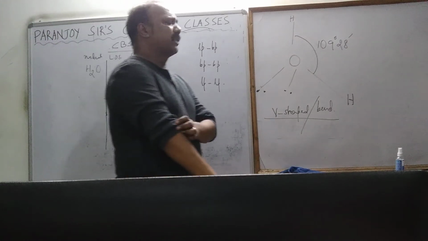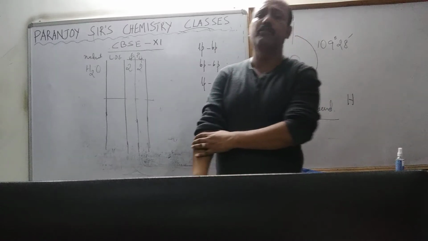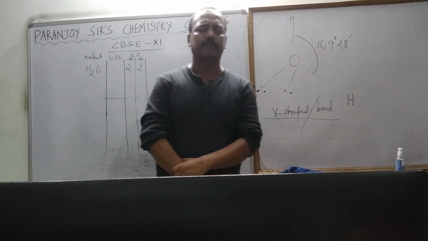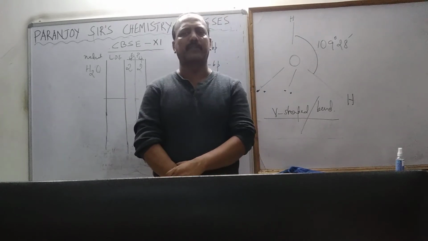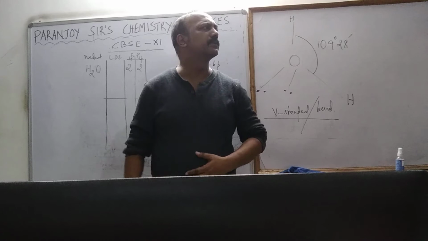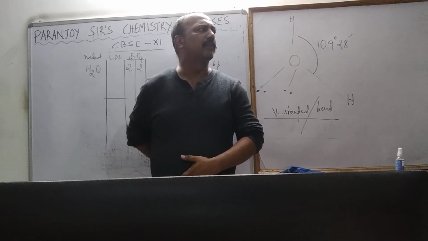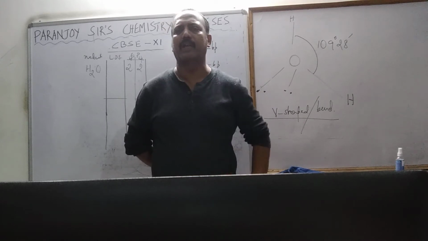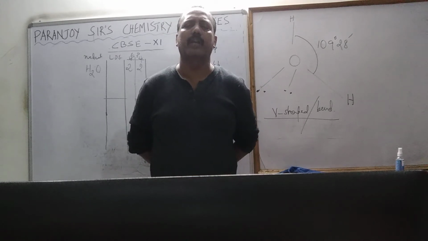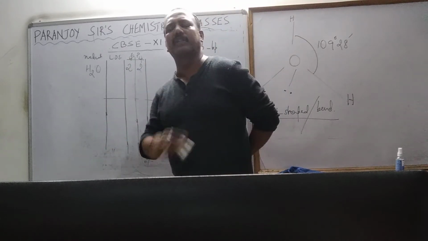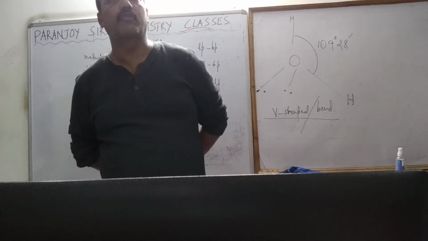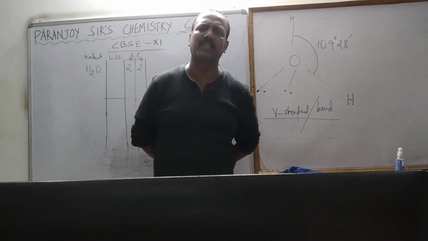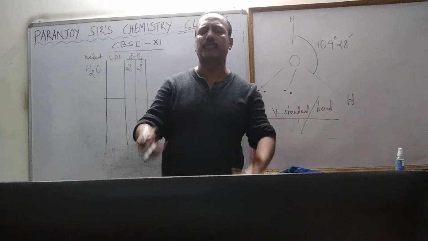What should be the hybridization? You can at least tell me the hybridization. sp3. Why? Because there are 4 pairs of electrons. Whatever the number of pairs, it doesn't matter whether it is bond pair or lone pair. If 4 pairs are there, the hybridization will always be sp3. How and all, as I told, we are going to see, don't worry.